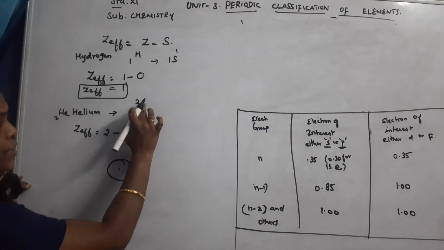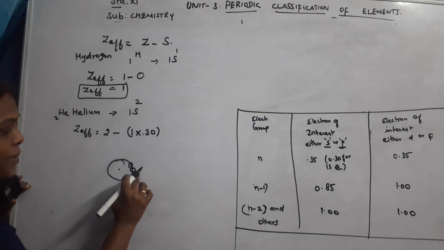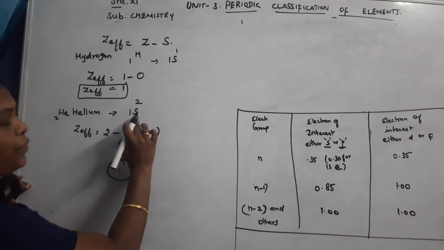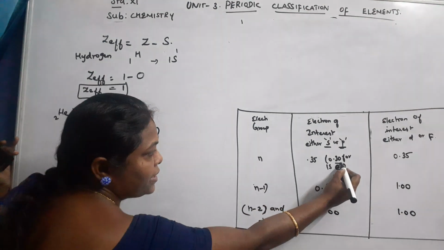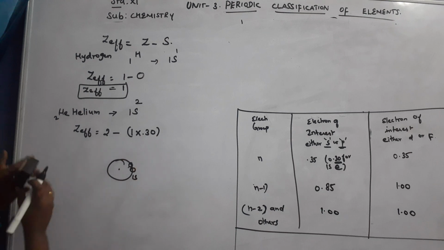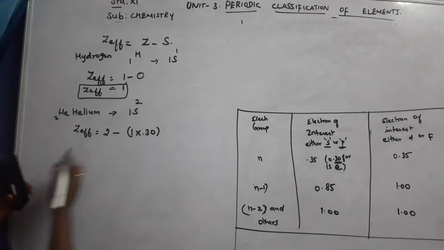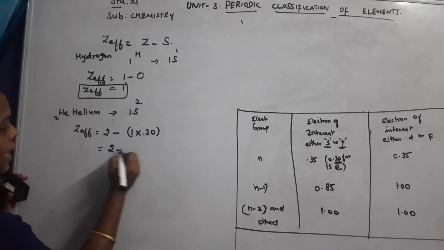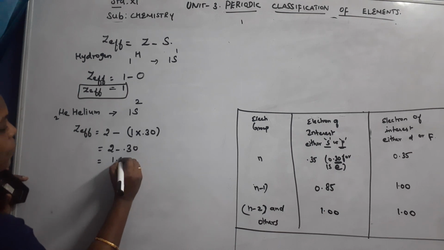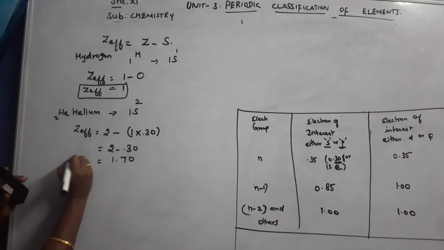Here, for 1s2, since we are calculating the shielding effect for 1 electron present in the 1s orbital, for a 1s orbital alone it is multiplied by 0.30. So 1 into 0.30. Now we have to calculate 2 minus 0.30, which is equal to 1.70. So this is the effective nuclear charge of helium.